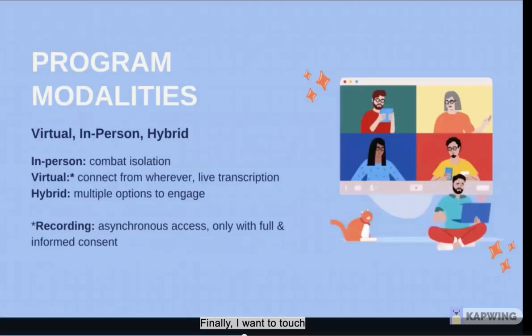Finally, I want to touch on program modalities, which have a lot to do with accessibility and programming logistics. How do you decide if you will hold your affinity programming in person, virtually, or with a hybrid model? There are pros and cons for disabled people with each option, so I've tried to summarize some of them here to help you decide which one will be the most accessible for you. Whenever possible, it is best to offer both in-person and online access to affinity programming.